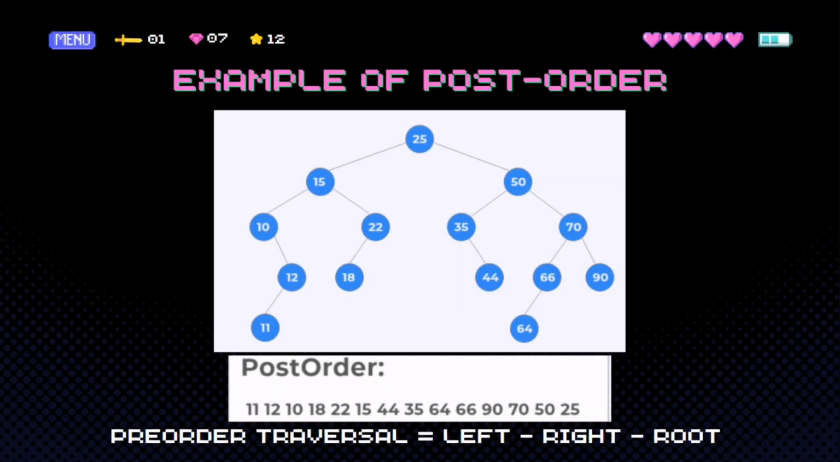So this is my last example, which is post-order traversal. We also have a clue to find the post-order traversal, which is post-order traversal is equal to left, right, root. So let's find the post-order traversal in this example. The numbers are 11, 12, 10, 18, 22, 15, 44, 35, 64, 66, 90, 70, 50, and 25. So this is the answer for the post-order traversal in this example.